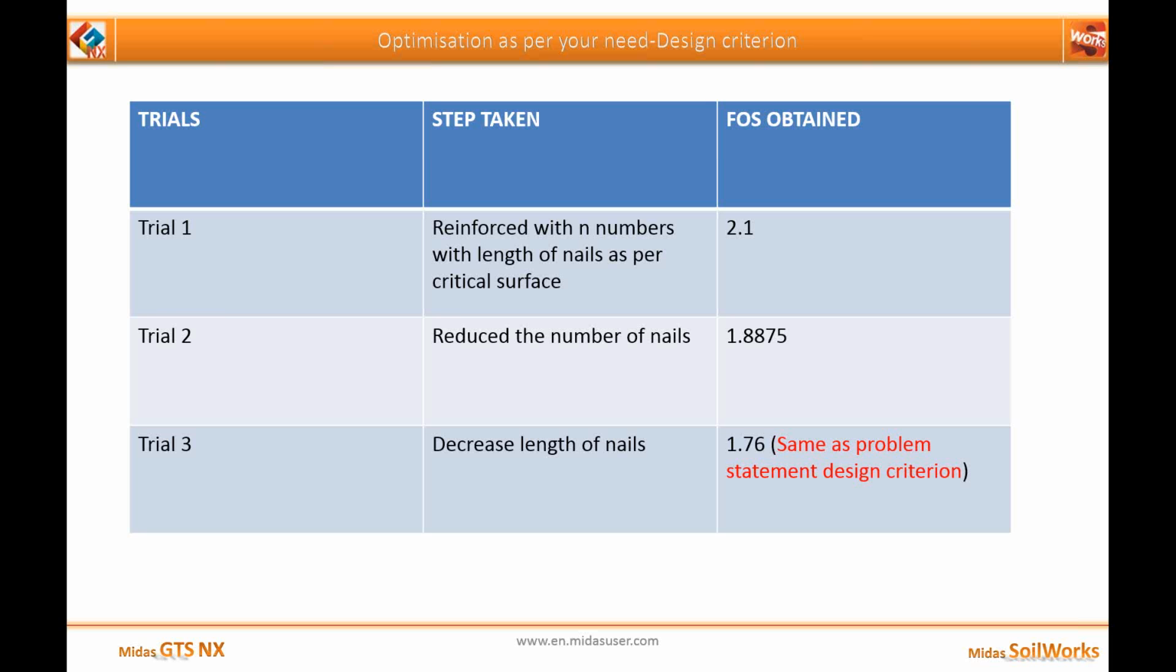In trial 3, I just reduced the length of the nails, because initially I knew the critical surface, so I went too deep to cover that critical surface, but then I reduced the length of nails, and finally I was able to obtain a factor of safety of 1.76. Okay. So this is one approach based on the problem statement we have.